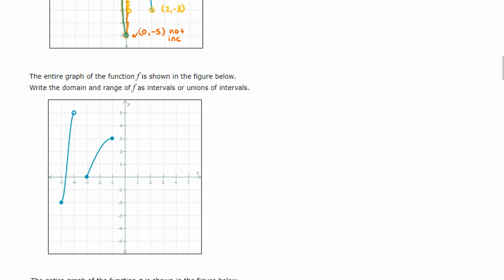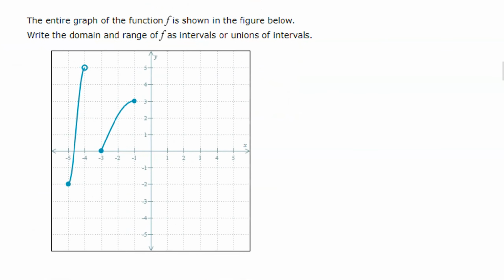Okay, let's try another one. So here's this graph. We're going to start with one piece and then we'll do the other piece. So for the first piece, this first piece here, I'll color it in orange.